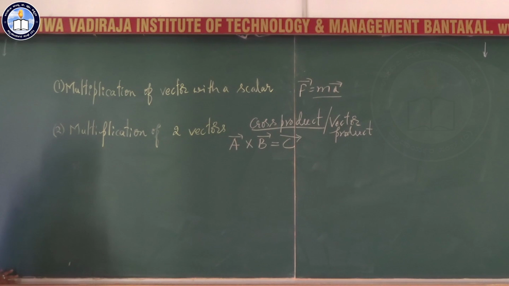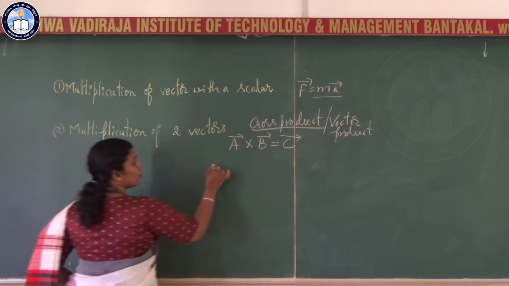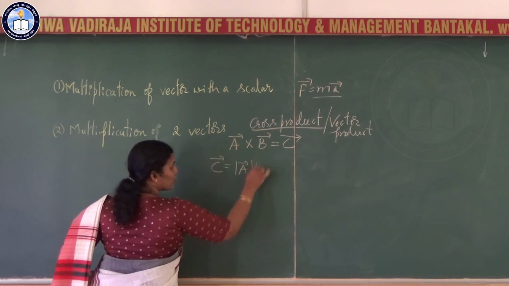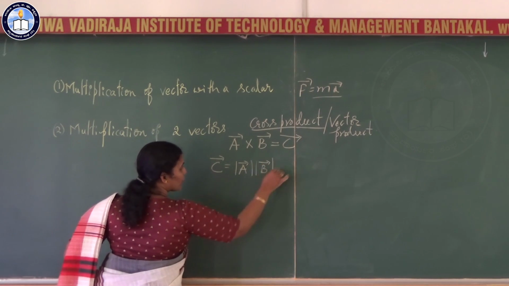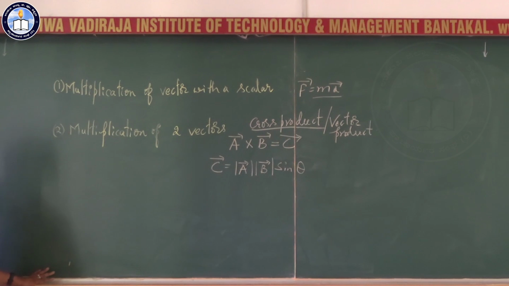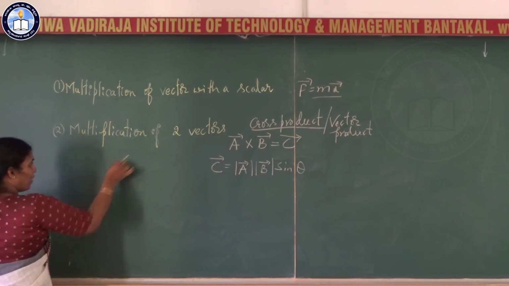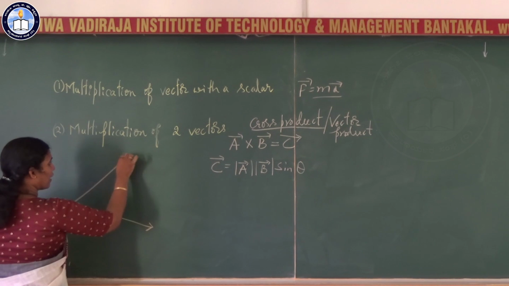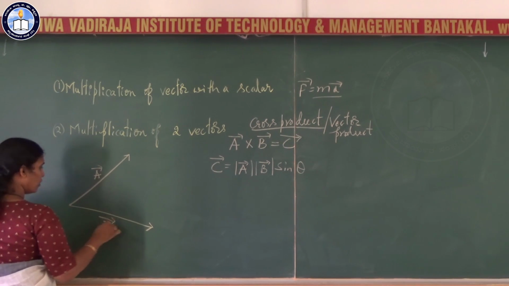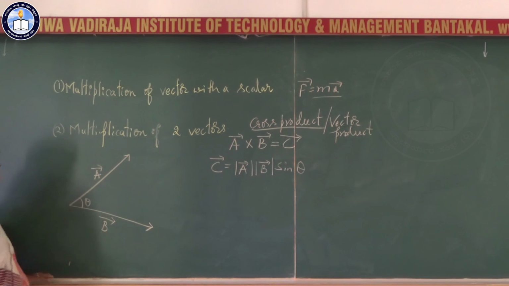Okay. What is the magnitude of the C vector here? The magnitude of the C vector is magnitude of A vector into magnitude of B vector into sin theta. Where are A vector and B vector? They are lying in space with some angle theta between them.